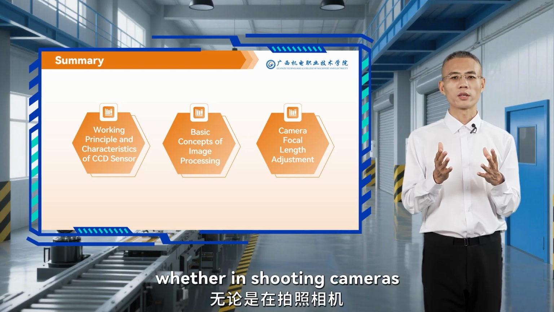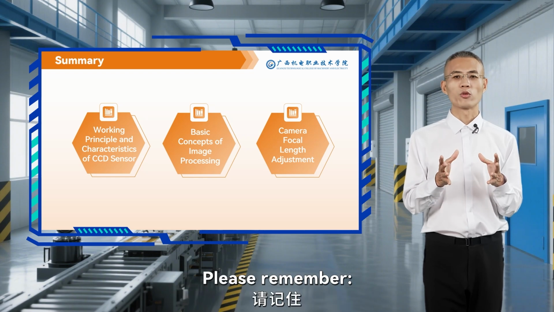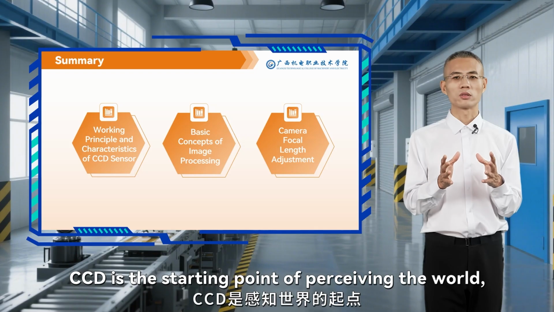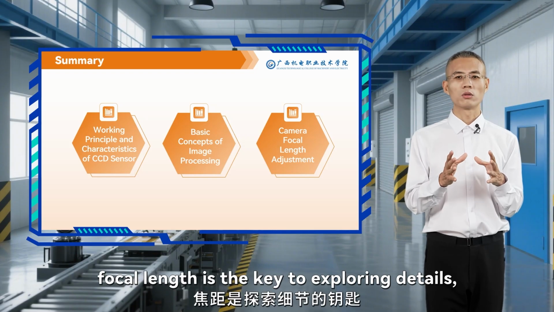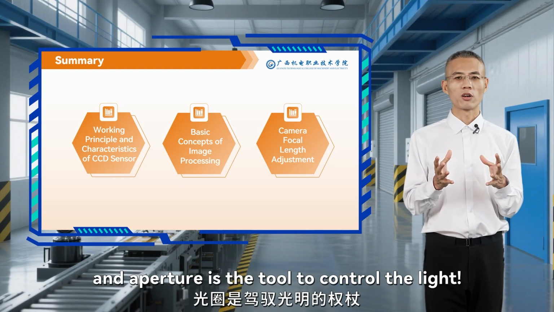Whether in shooting cameras or industrial cameras, please remember CCD is the starting point of perceiving the world. Focal length is the key to exploring details, and aperture is the tool to control the light.